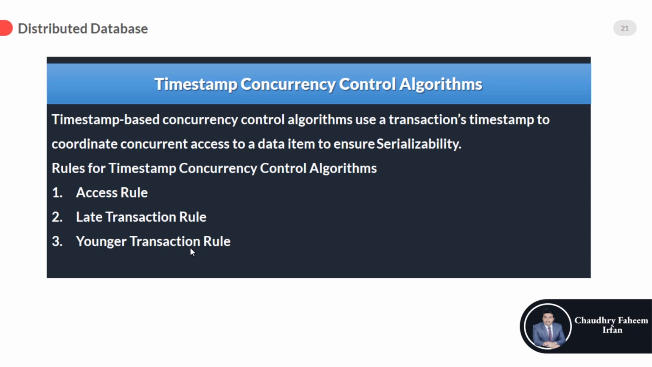Late transaction rule: if a younger transaction has written a data item, then an older transaction is not allowed to read or write that data item. This rule prevents the older transaction from committing after the younger transaction has already committed. And the third one is the younger transaction rule: a younger transaction can read or write a data item that has already been written by an older transaction. So these are the simple rules.